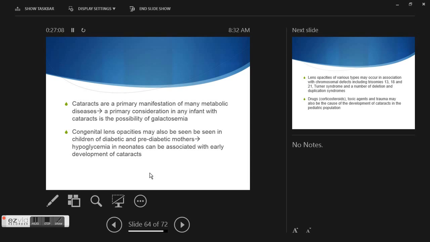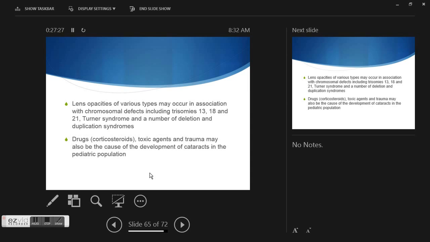So cataracts are primary manifestations of many metabolic diseases. Primary consideration in an infant with cataracts is the possibility of galactosemia. So congenital lens disease may also be seen in children of diabetic and pre-diabetic mothers. And hypoglycemia in neonates can be associated with the early development of cataracts.